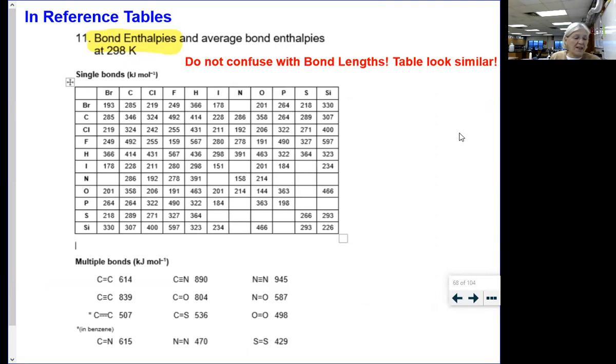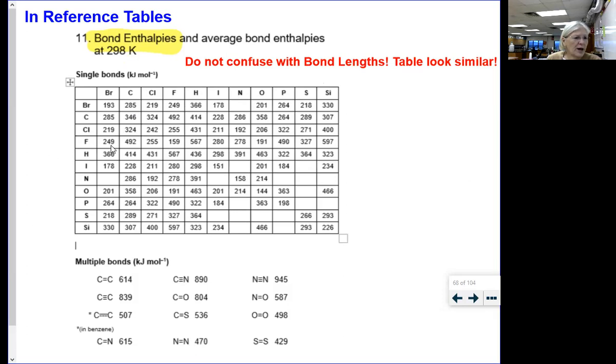Now, the bond enthalpies are also in your blue reference tables, but I want you to notice that the bond enthalpies are always positive. Also, don't confuse this table with the table on the previous page that's called bond lengths. The tables look very similar. Read the title. These are the bond enthalpies. This is the energy per mole to break 1 mole of carbon-bromine bonds.